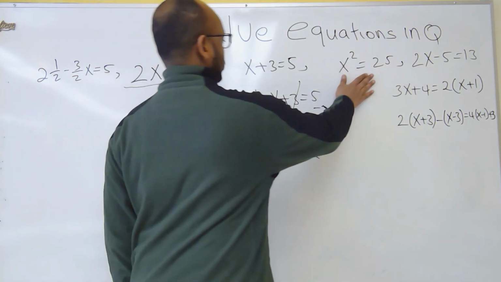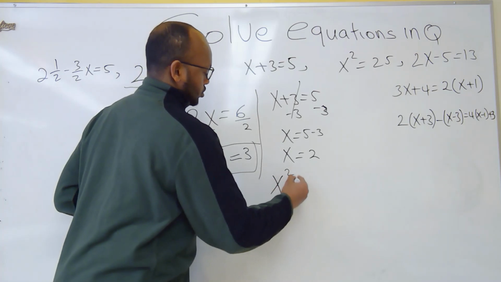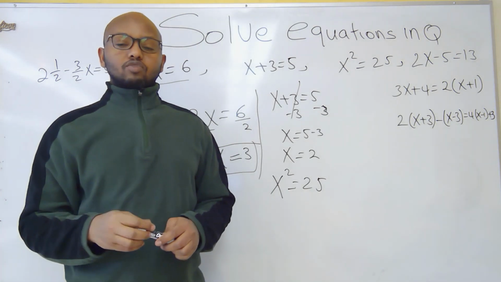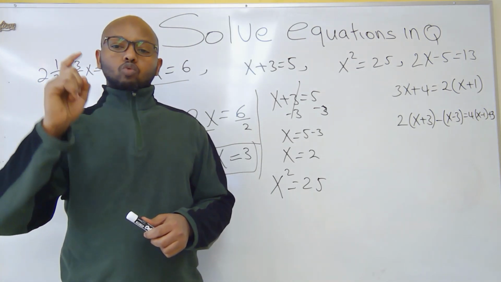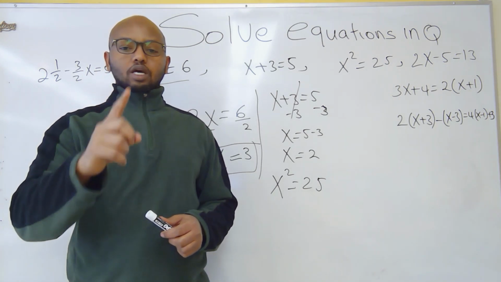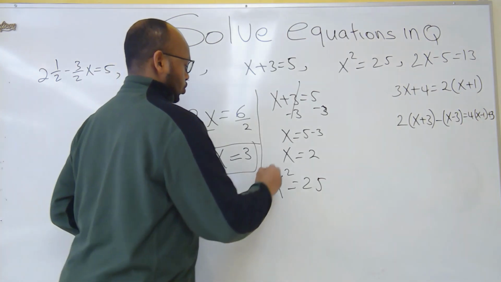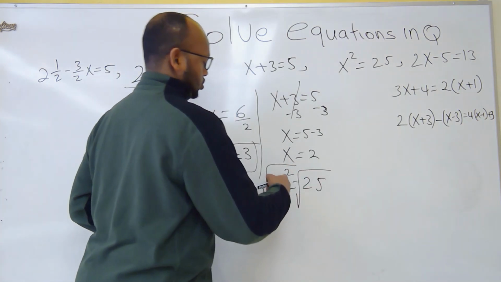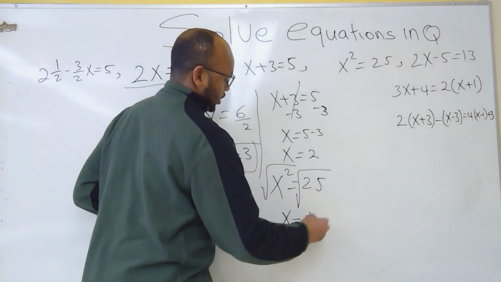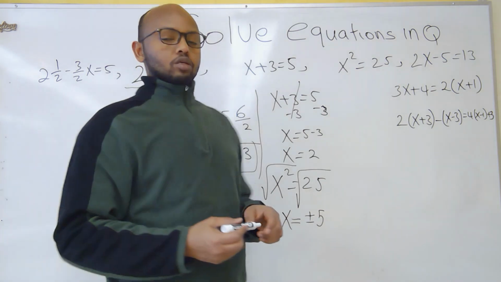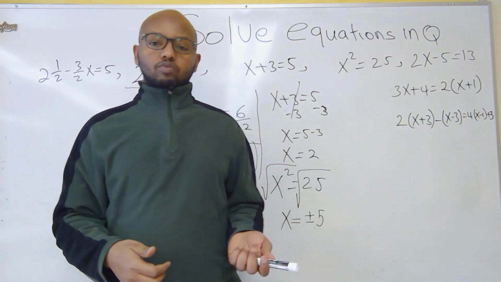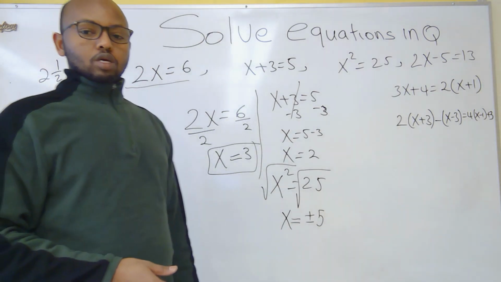Okay, when I come to here, we have x squared equals 25. What number, if I square it, gives me 25? The opposite of square is square root. So I have to take the square root of both sides of the equation, here and here, to isolate the x. So we have x equals the square root of 25, which is plus or minus 5. Minus 5 times minus 5 is 25, and plus 5 times 5 is 25. So these are the two answers we can take for the variable x.